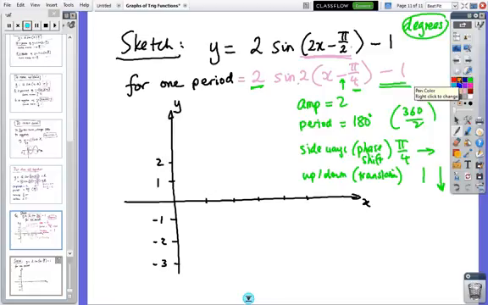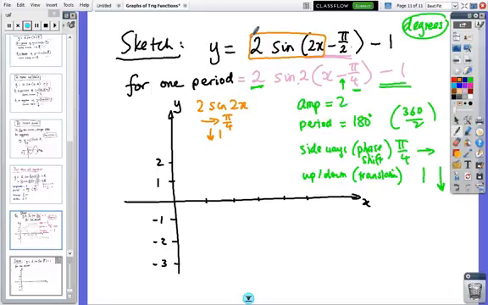So what I'm going to do is start off with 2 sine 2x. That's going to be the basic curve, and then I'm going to go sideways pi on 4, and then I'm going to go down 1. So the basic curve is that 2 sine 2x, and then it's going to go sideways pi on 4, and then it's going to go down 1. So it's going to be like 3 graphs, not 4.